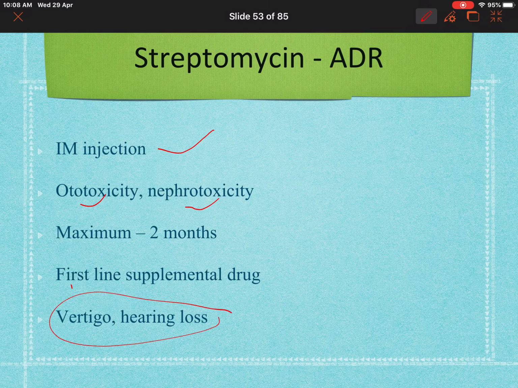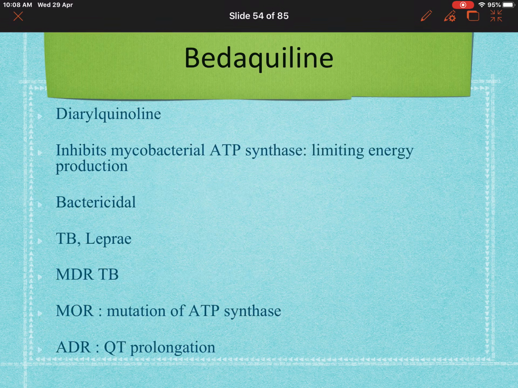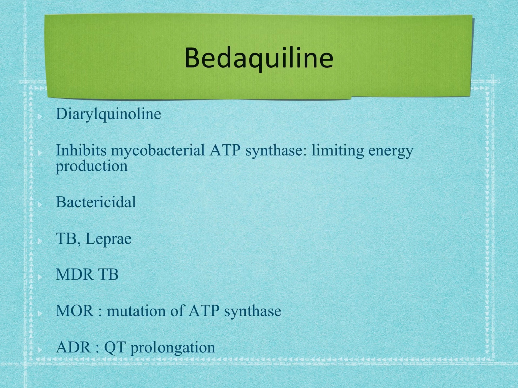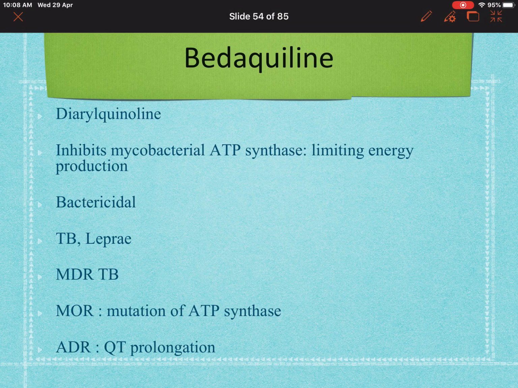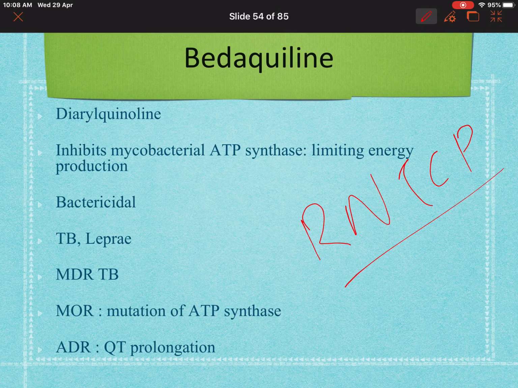This drug is used as a first line supplemental drug. It is used for a maximum of 2 to 3 months. The newer drug which has been added to the RNTCP, the revised National Tuberculosis Control Program, which is now called NTEP.